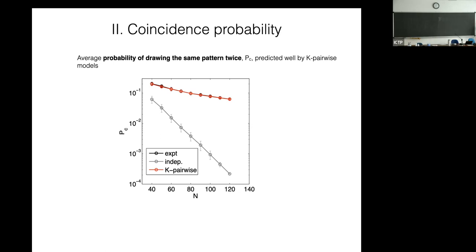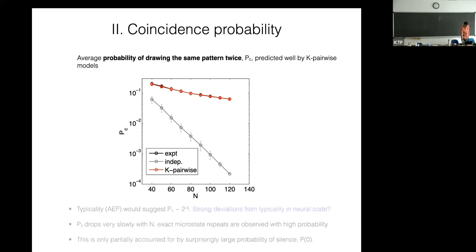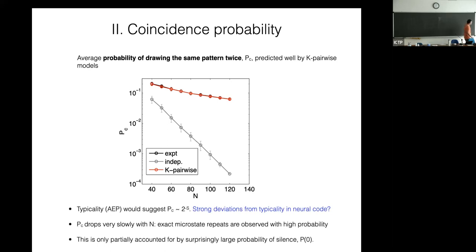But for both the experimental data and the k-pairwise model, which reproduces this coincidence probability nearly perfectly, this decreases way, way, way more slowly than you would expect. And that is not actually something that you typically expect.